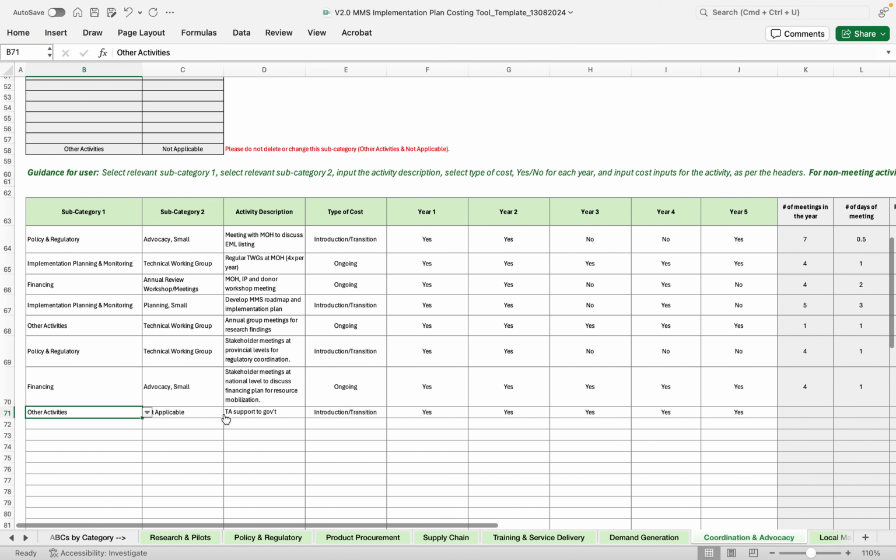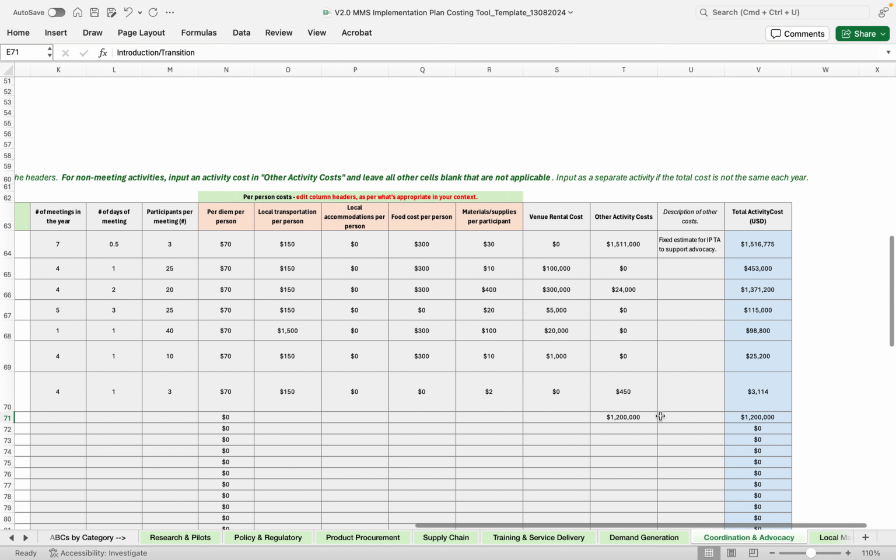For any activities that are not meetings or don't require all those inputs, then you simply leave everything blank except for other activity costs.